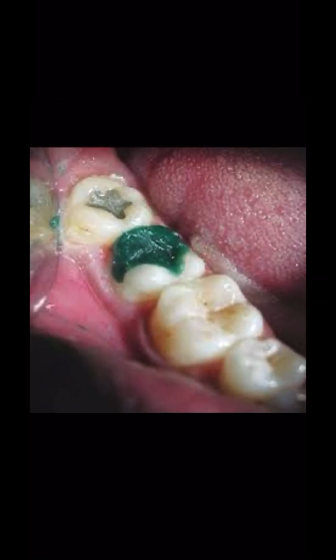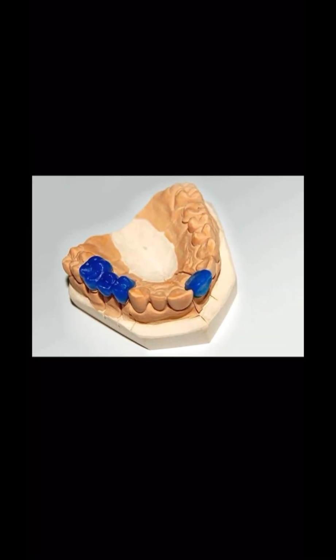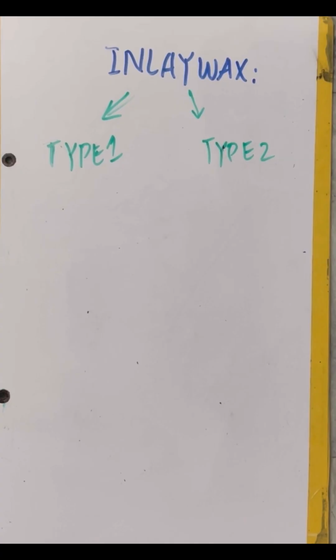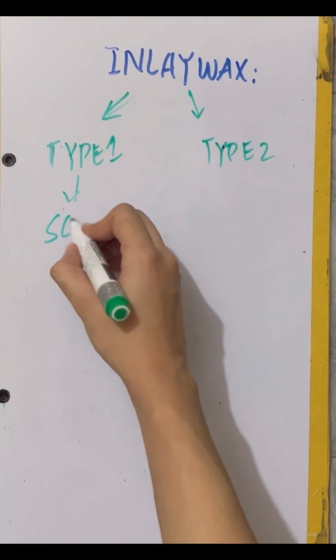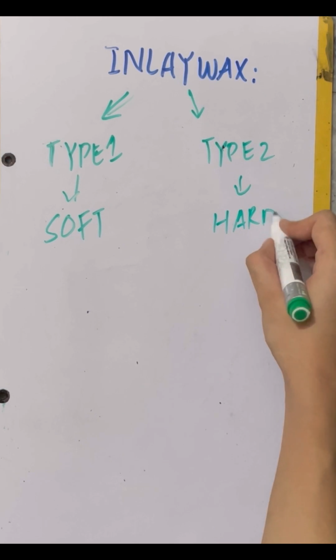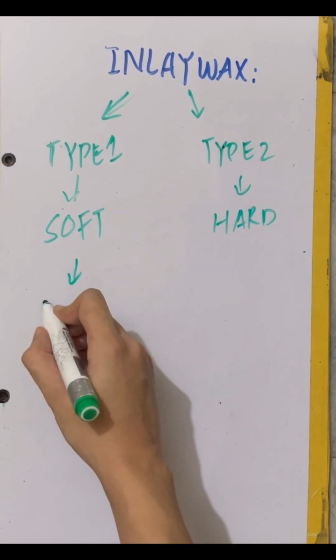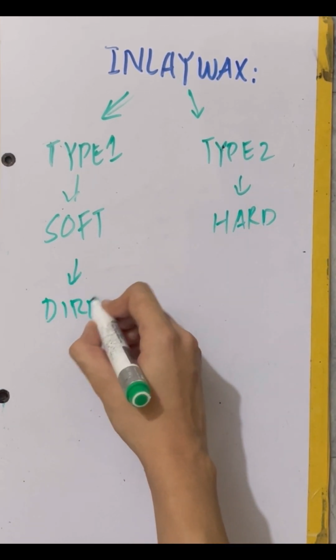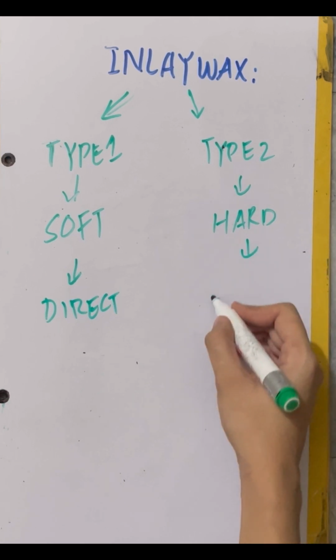In the direct technique, the wax patterns are formed directly in the mouth. In the indirect technique, the wax patterns are formed on the die. Basically, the inlay waxes are also of two types: type 1, which is soft, and type 2, which is hard. Type 1 is used for the direct technique and type 2 is used for the indirect technique.